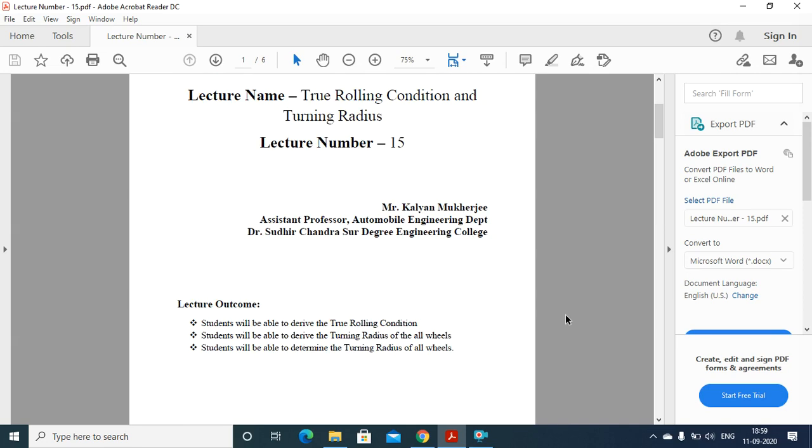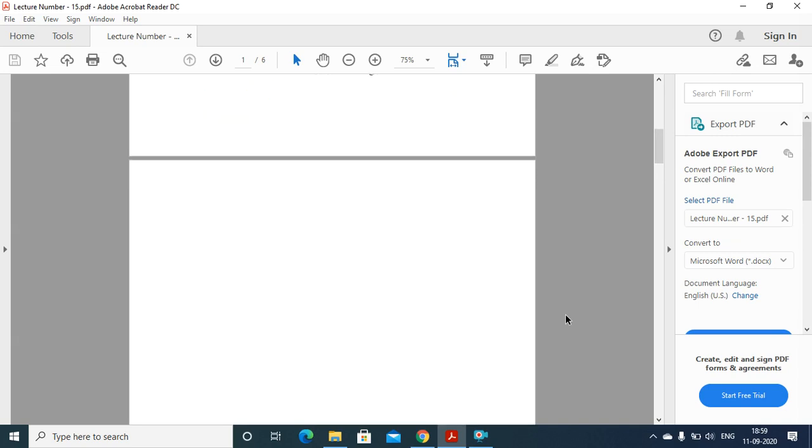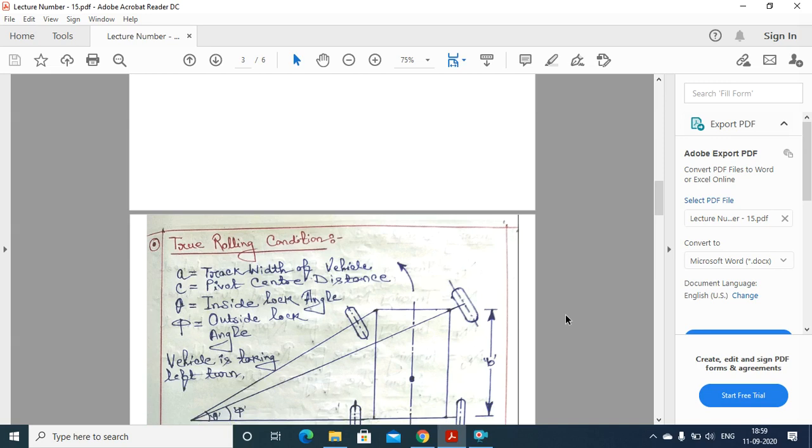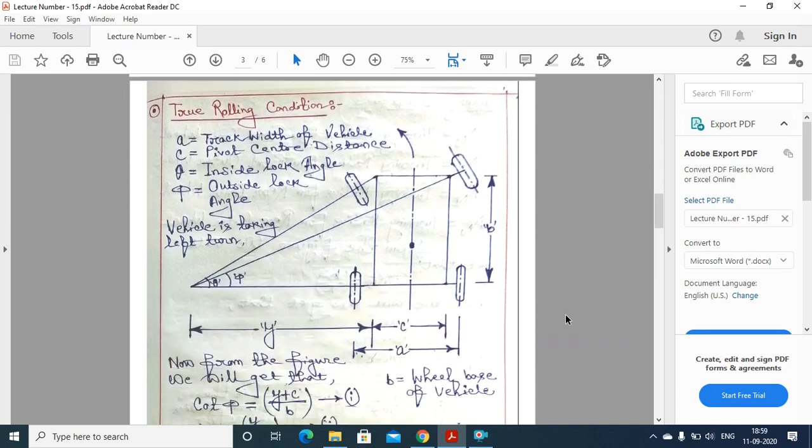Now coming to the lecture outcome: after having this lecture, students will be able to derive the true rolling condition. Students will be able to derive the turning radius of all wheels. Students will be able to determine the turning radius of all wheels. These are the lecture outcomes. Now coming to the lecture, the true rolling condition.